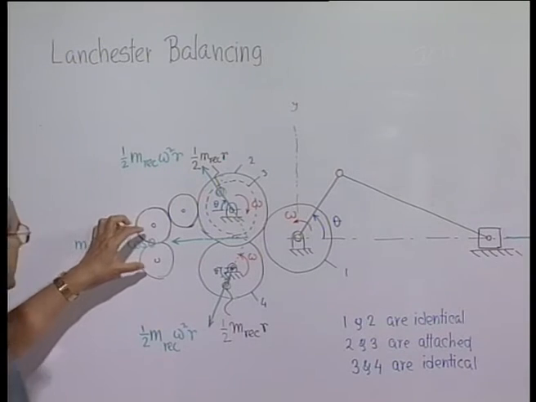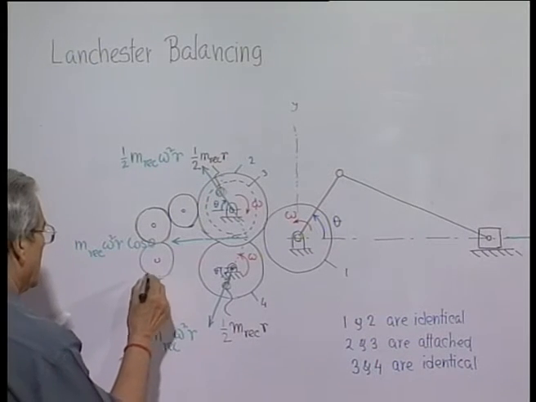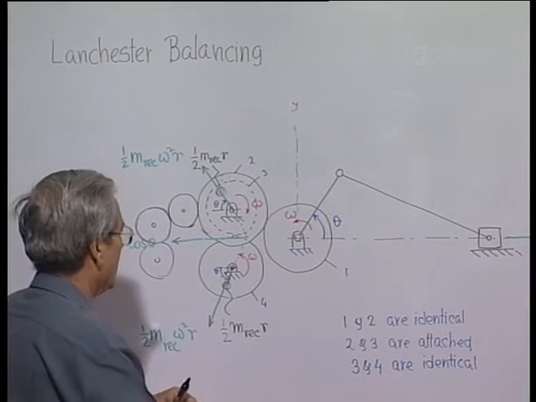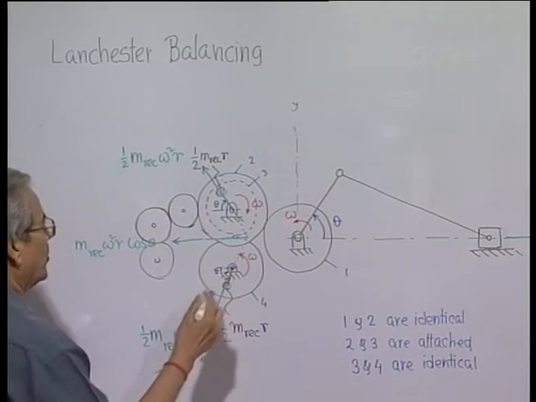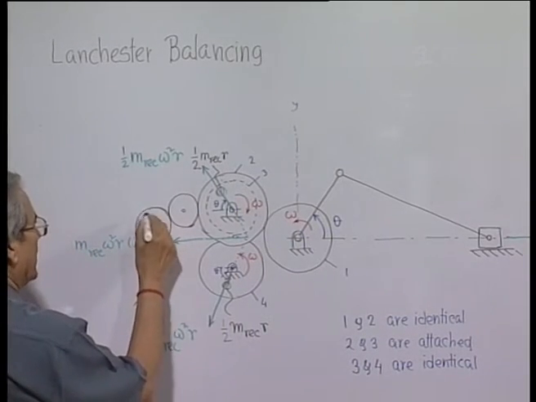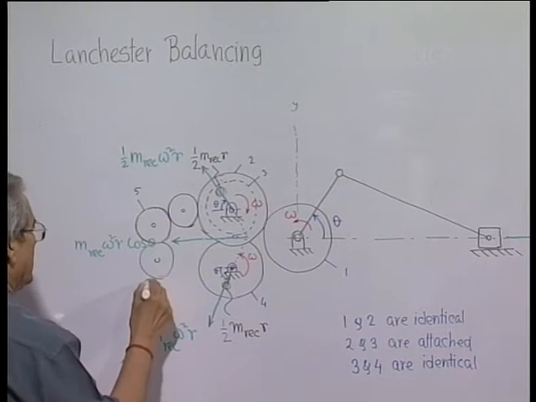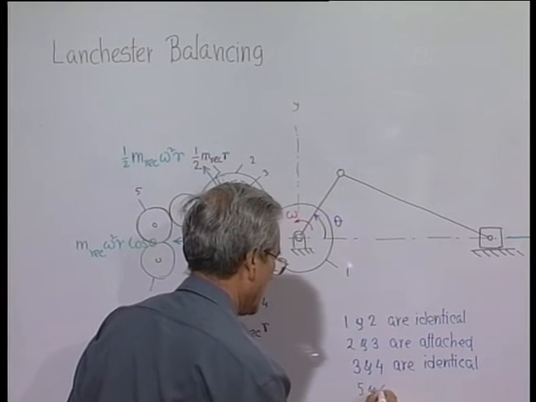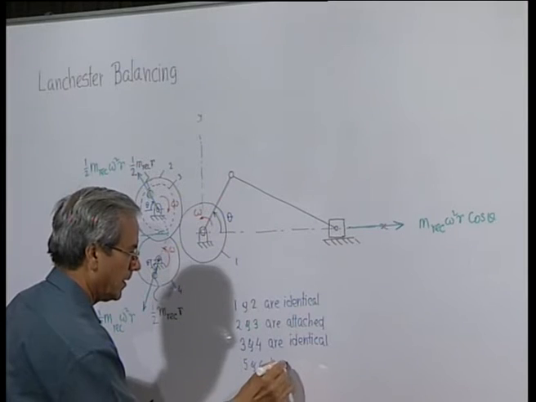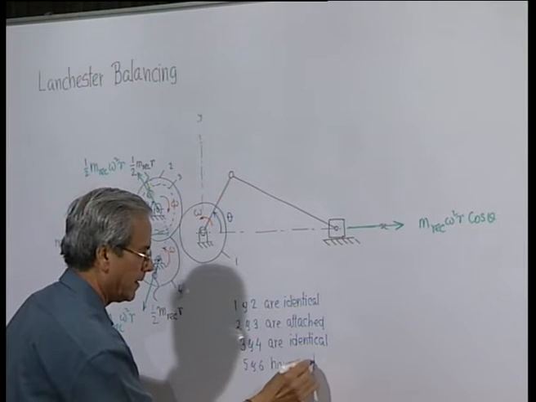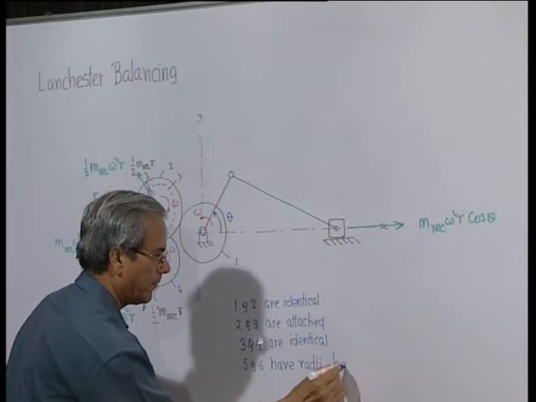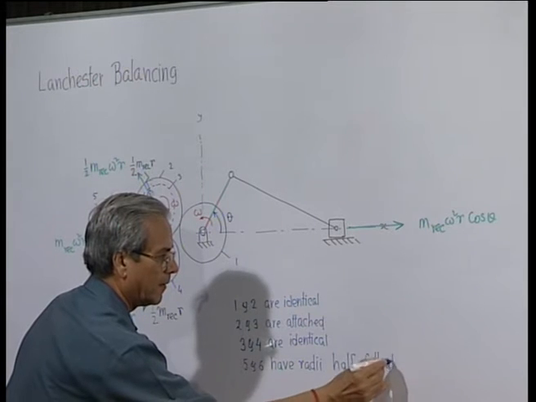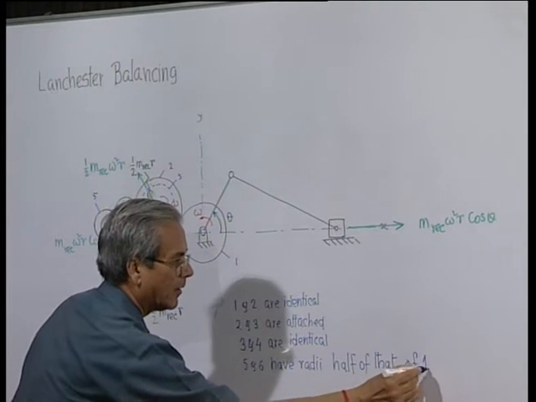We put another pair of gears whose radius is half the radius of gear 1, 2. Say this is 5 and this is 6. So, 5 and 6 have radii half of that of 1.